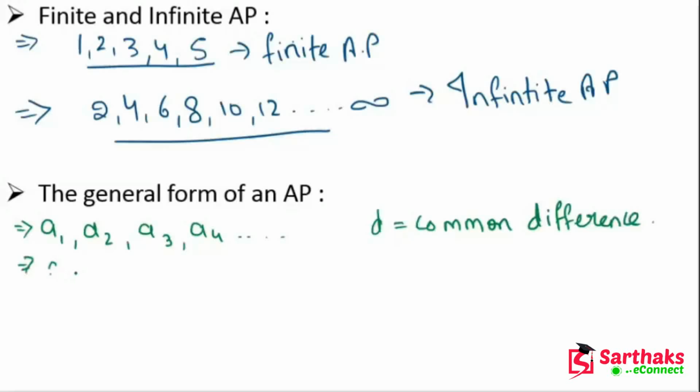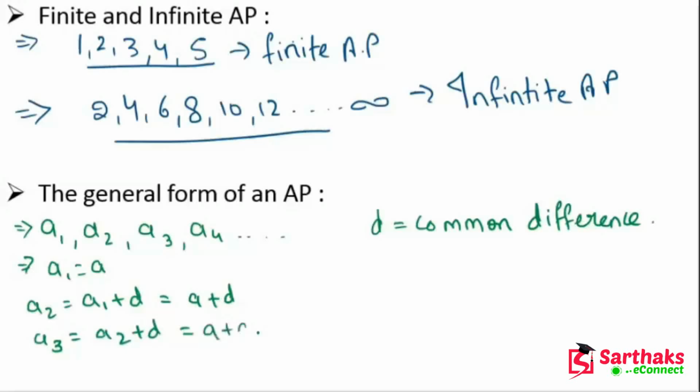Now we can find it like this. A1 is equal to A. A2 is A1 plus D, and A1 is A, so A2 is A plus D. What is A3? A3 is A2 plus D, and A2 is A plus D, so A plus D plus D, which is A plus 2D.